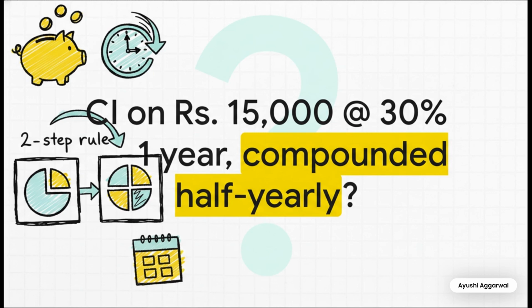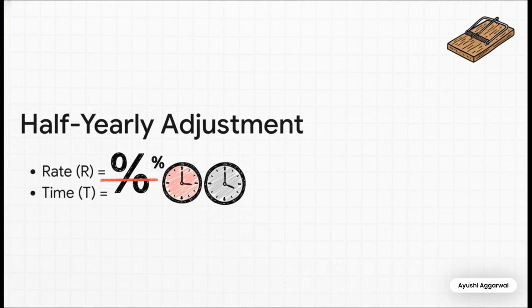The principal is $15,000, the rate is 30% per annum, and the time is 1 year. But what's the key phrase here? It's compounded half-yearly. So what's our very first step going to be? Think about our 2-step rule. You remember it, right? Exactly. We have to adjust R and T.